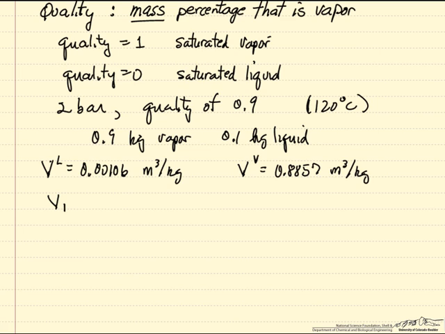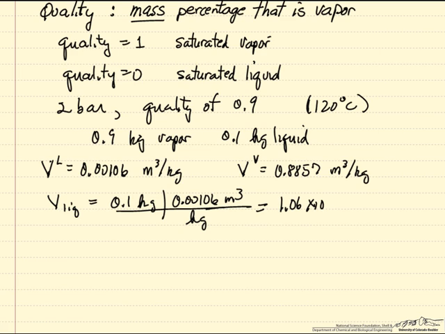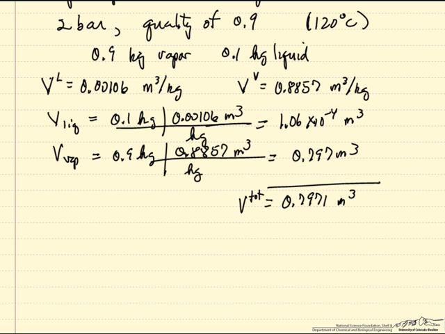So the volume of the liquid that we'd have, so this is now just the total volume of the liquid. It's 1/10 of a kilogram of liquid. Specific volume is this many cubic meters per kilogram. So we have 1.06 times 10 to the minus 4 cubic meters of liquid. And likewise for vapor, we can do the same calculation where we're using now the value for the vapor volume. So for steam with a quality of 0.9, here's the volume of the liquid. Here's the volume of the vapor.